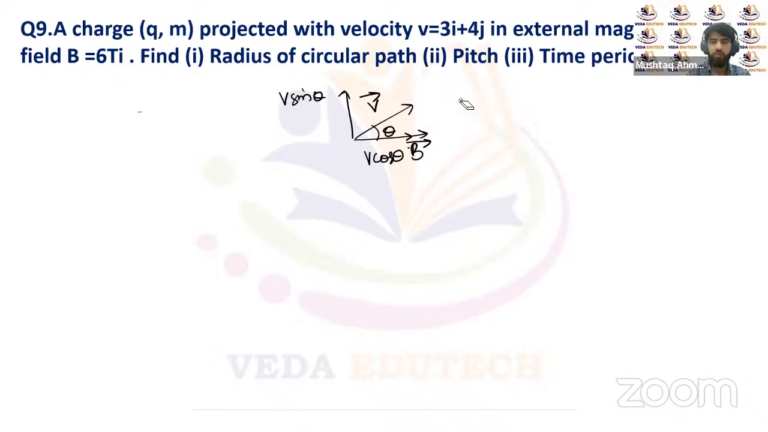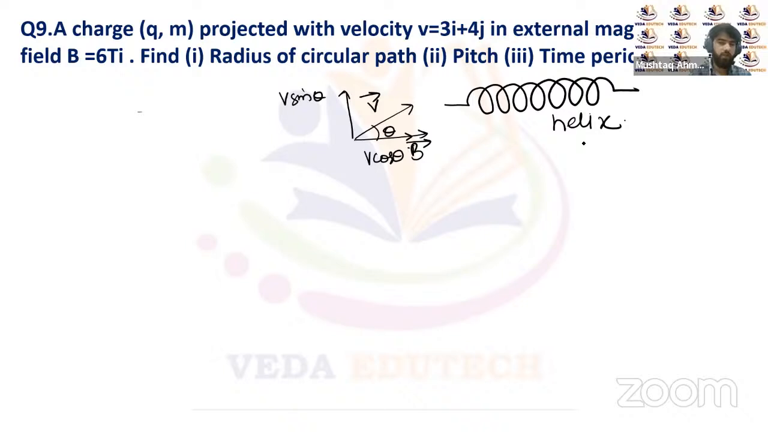So because of the magnetic force, the charged particle will try to move in a circular path. But because of the horizontal component of this velocity vector, the charged particle will also drift along the horizontal direction, towards the right. So in that case, the net path of this charged particle will be a helical path. It will be a helix. It means the charged particle will move on a helical path, or we can say the trajectory of this charged particle will be a helix.